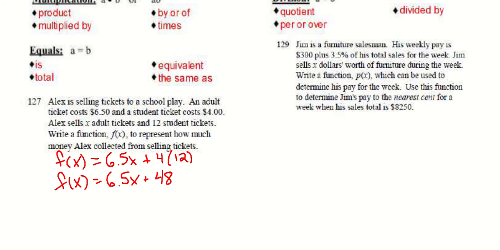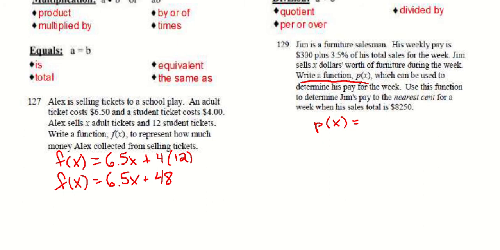129. Jim is a furniture salesman. His weekly pay is $300 plus 3.5% of his total sales for the week. He sells x dollars worth of furniture. Write a function P of x. We have to come up with a function. So we know P of x is going to equal that function. So if Jim sells $0 worth, he automatically makes $300. So that's essentially our y-intercept.